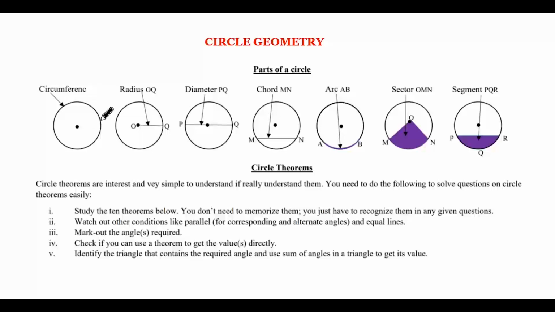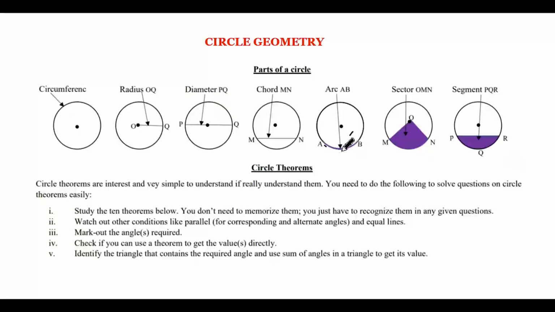Okay, so you already know that this is the circumference of a circle, and this is the radius of a circle. This will be the diameter. It is twice the radius. This is the chord, a line that touches a circle at 2 points on the circumference. So this will be an arc, that is from point A to point B.